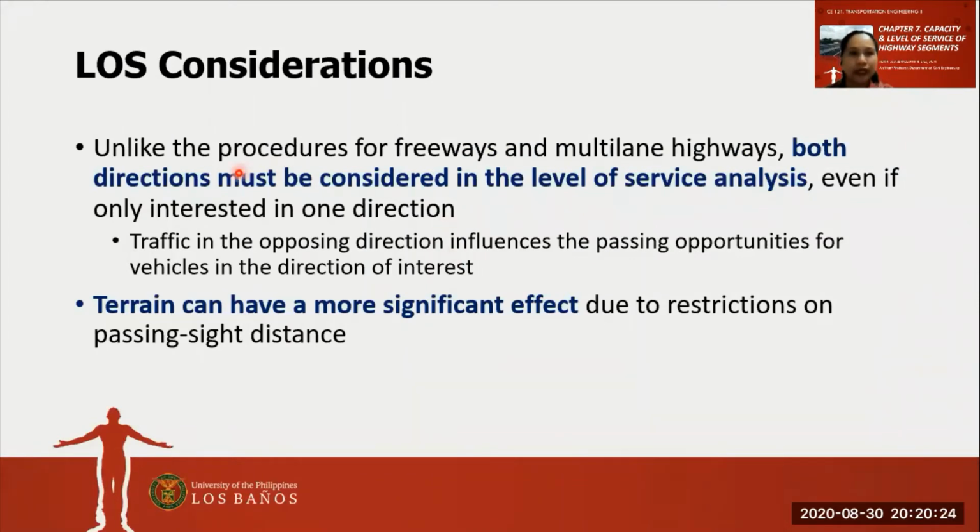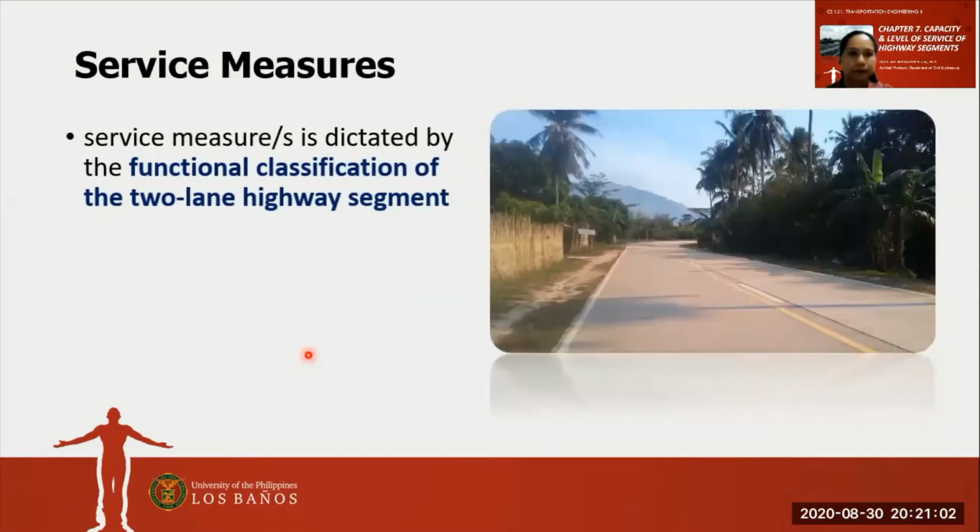For two-lane highways, unlike the procedures for freeways and multi-lane highways, both directions must be considered in the analysis of the level of service. So even if you're only interested in one direction, you have to analyze both directions because the opposing direction influences the passing opportunities of the vehicles, as I have mentioned a while ago. The terrain can have a more significant effect due to restrictions on the passing sight distance.